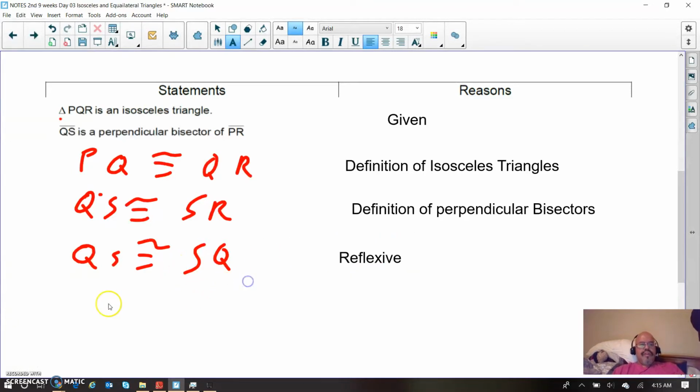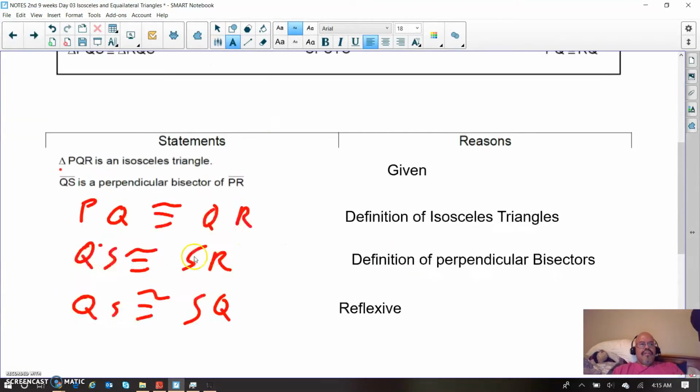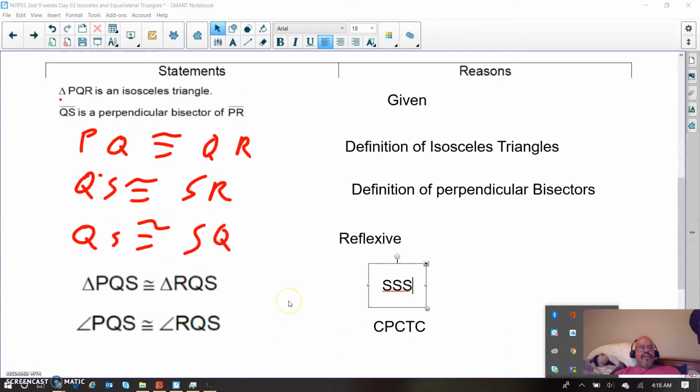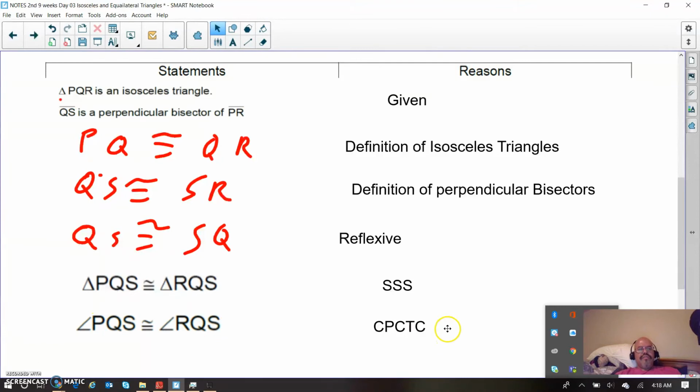I'm almost out of time. I only got a couple of seconds left, but as you can see right here, reflexive property of equality, so those two sides were congruent. So we proved this by SSS, and right here we have that triangle PQS is congruent to RQS, and that means that the angles are also congruent because of this definition: congruent parts of congruent triangles are congruent. And we'll talk more about that later.